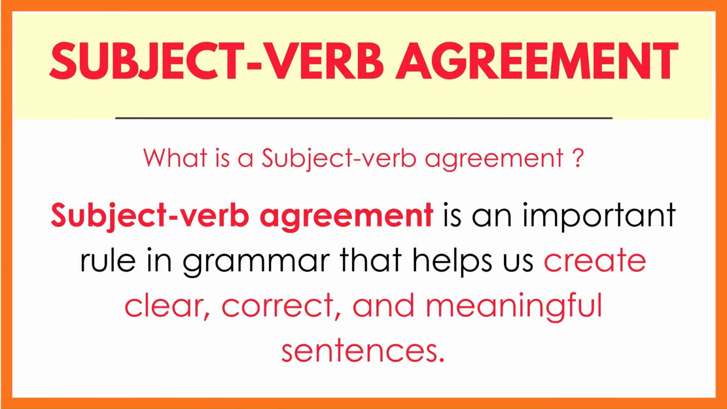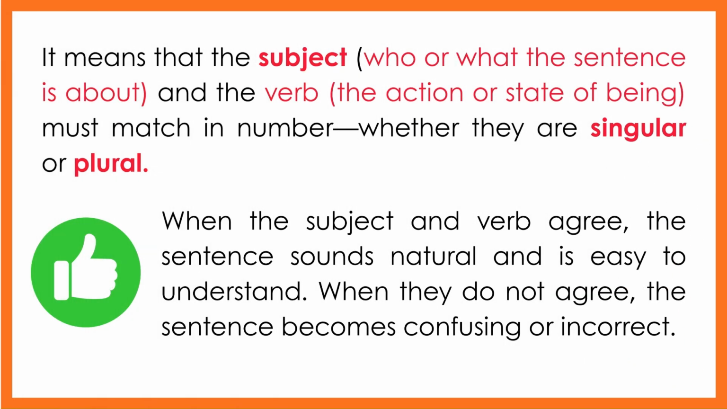Subject-verb agreement. What is a subject-verb agreement? Subject-verb agreement is an important rule in grammar that helps us create clear, correct, and meaningful sentences. It means that the subject, or who or what the sentence is about, and the verb, the action or state of being, must match in number, whether they are singular or plural.